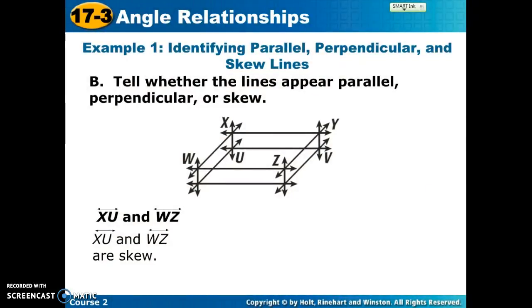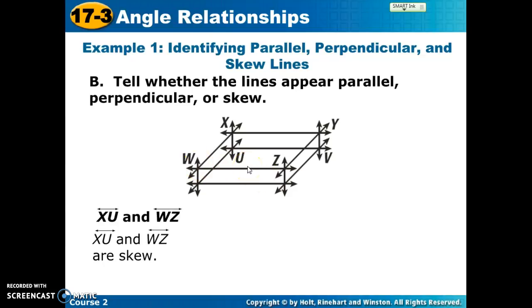All right, let's take a look at letter B here. We have line XU and we have line WZ. Line XU is the back corner here. It goes up and down, vertical. And line WZ is this front line here. If you notice, they're not parallel because one is going left to right and one is going up and down. But they also don't touch. XU is way back in this back corner here, and WZ is in the front.